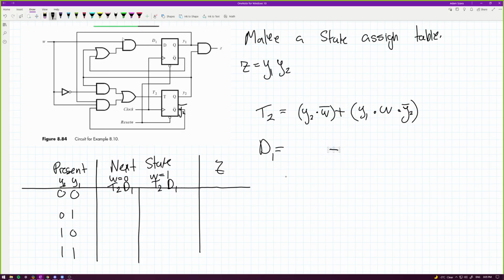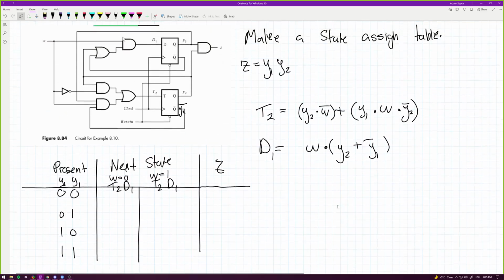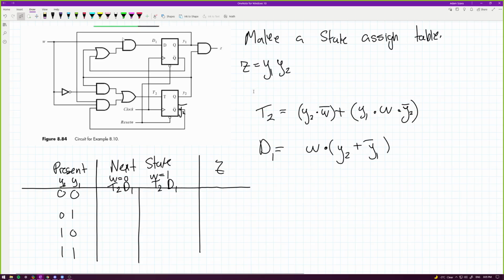And then D1 is not super complicated. It's an AND operation between W and some OR operation, which is going to be Y2 or Y1 complement, ANDed with W. Okay, so we've successfully created our variables here. And you see that they both depend on W, so it makes sense that we have two columns here. They both depend on W, but we get different answers. So let's just try to fill it in.